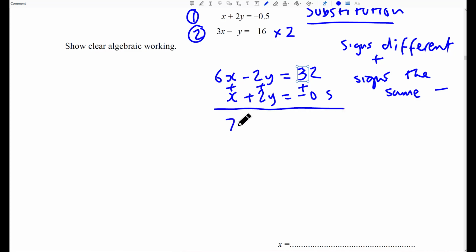So we're going to get 7x equals, that will cancel, and that's your method mark there if you do that correctly. Now a plus and a minus makes a minus. I've got my 0.5 here, and so that's going to be 31.5. So divide by 7.